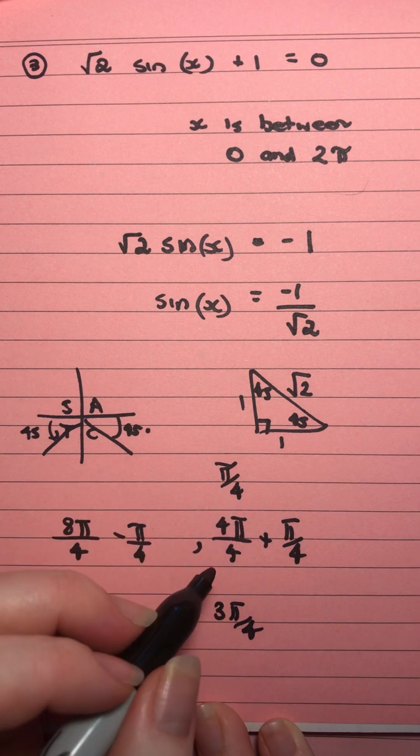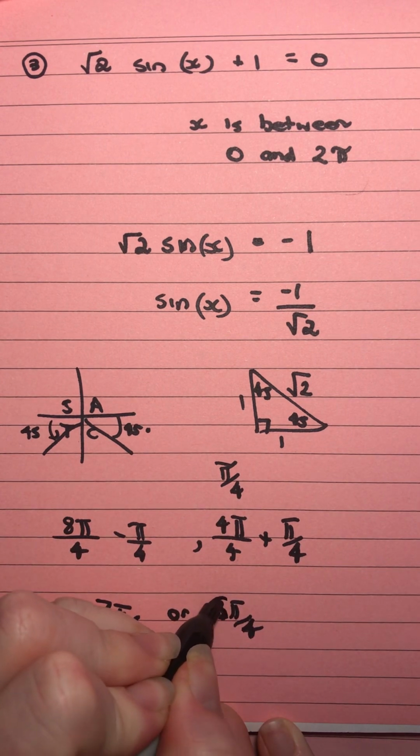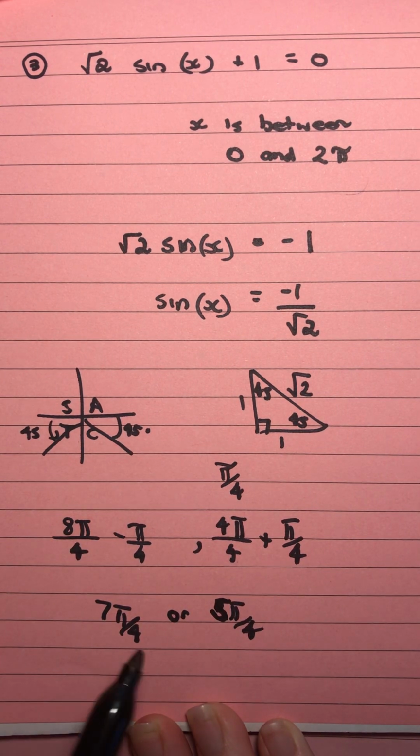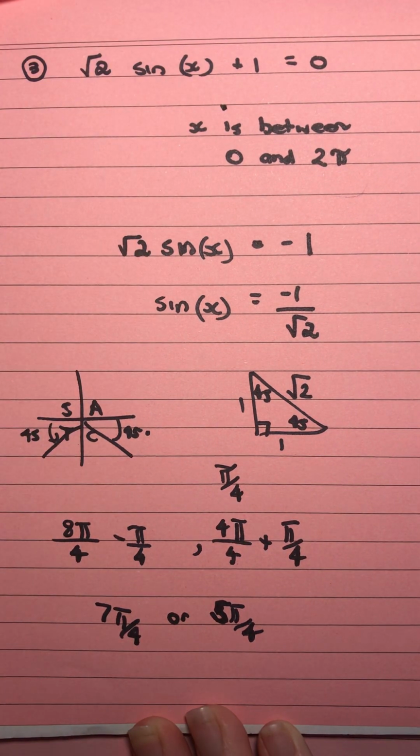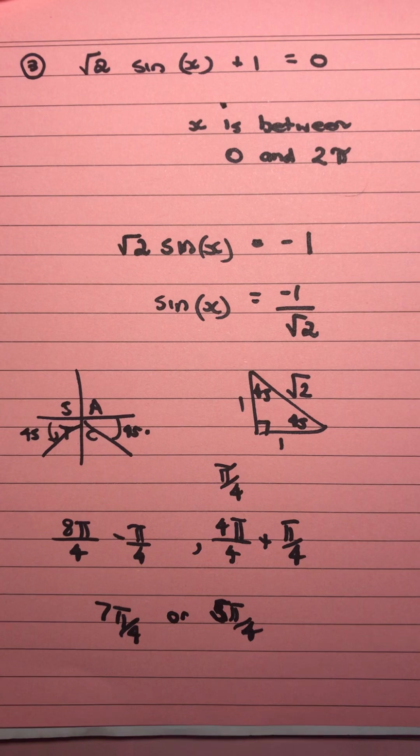Oh, sorry, I was plussing it. That needs to be 5 pi on 4. So my two answers are 7 pi on 4 or 5 pi on 4. If you find it easier to work in degrees and then convert at the end, that's an option as well.